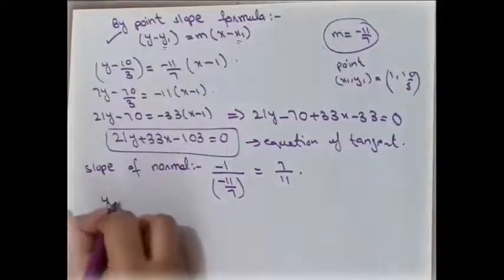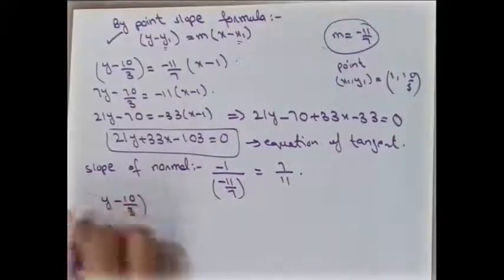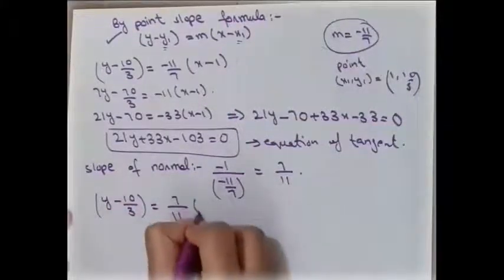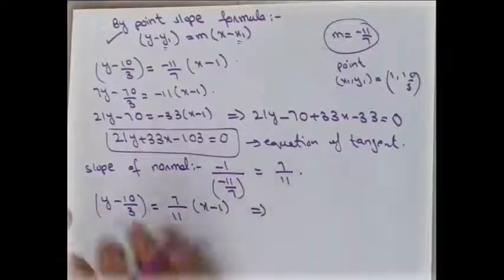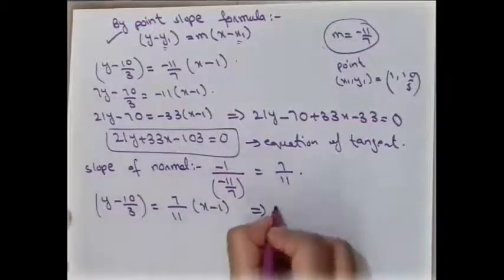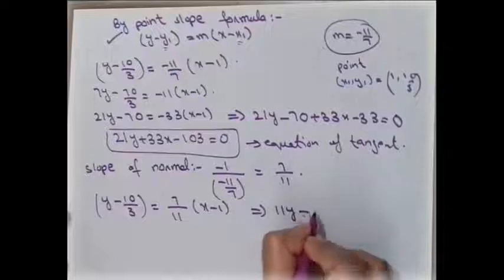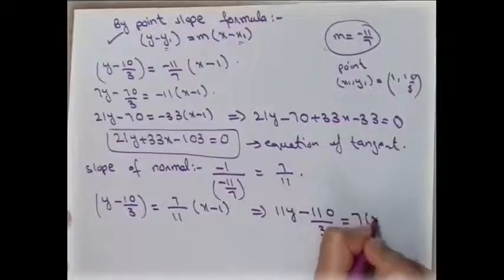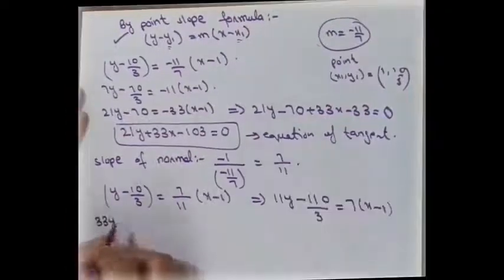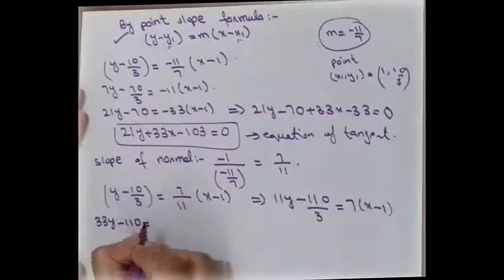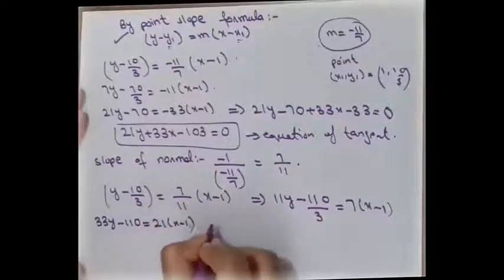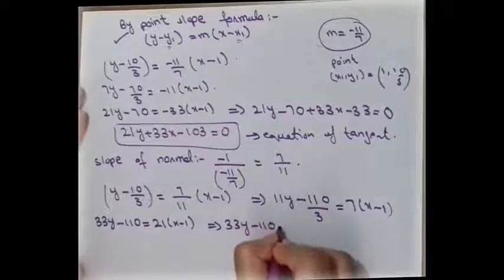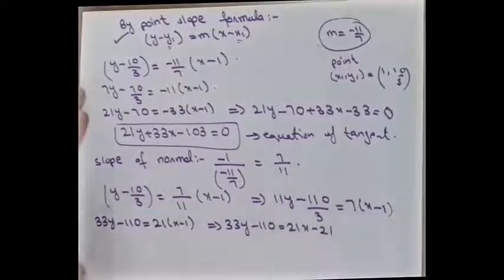So it will be (y - 10)/3 equals, now the slope is 7/11, times (x - 1). Now to multiply these factors, it will be (11y - 110)/3 equals 7(x - 1). 33y - 110 equals 21(x - 1). To solve further, 33y - 110 equals 21x - 21.